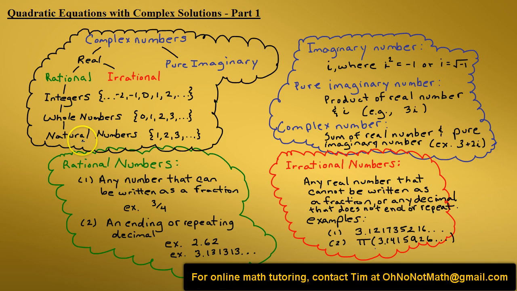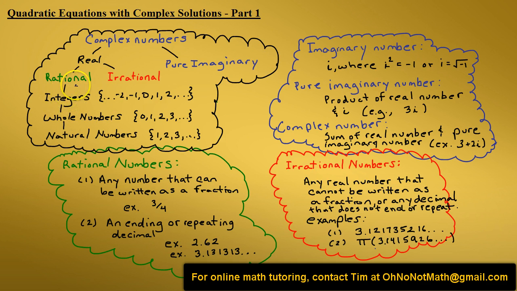The most basic types of numbers are the natural numbers. These are your counting numbers: 1, 2, 3, 4, 5, and so on. Moving up from there, we have whole numbers. The whole numbers include all of your natural numbers plus 0. Moving up from whole numbers, we have the integers. This set includes all of the whole numbers plus negative numbers, such as -1, -2, -3, -4, and so on.